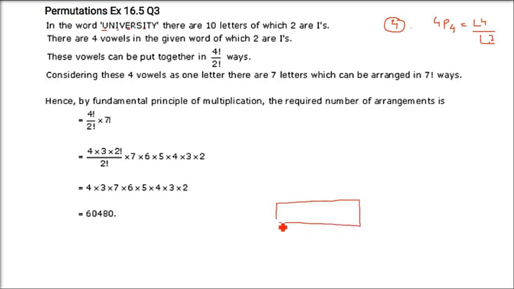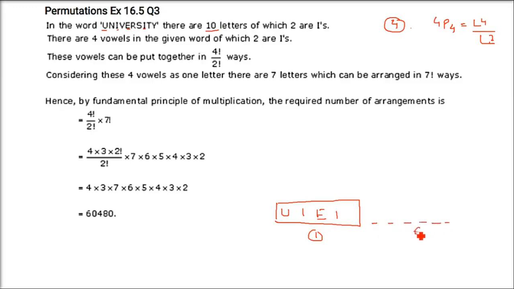Now you see vowels, keep them together. So you have U, I, E, I. Just keep them together. This is the first position. Now there are 10, you have taken 4, so 6 positions are remaining. 1, 2, 3, 4, 5, 6.